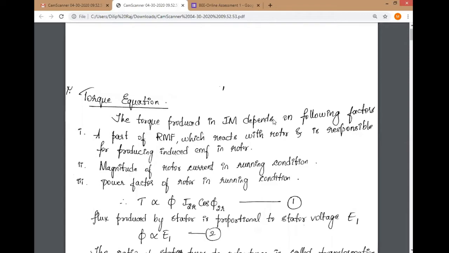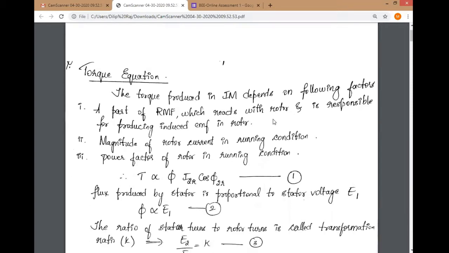This is a very important question from the VTU exam point of view. It is the most often asked question. The torque produced in induction motor depends on three major factors.